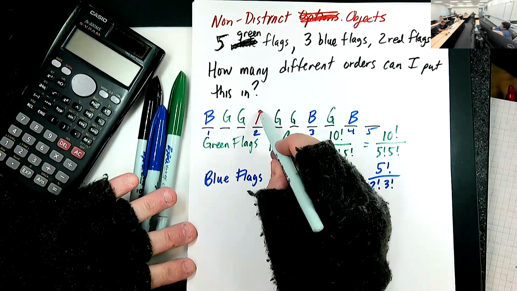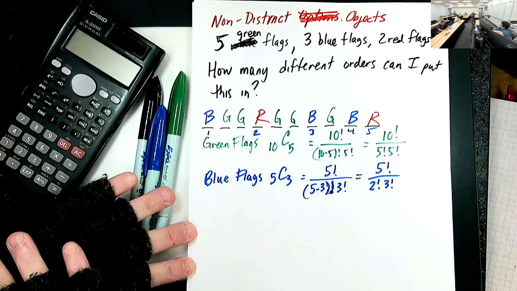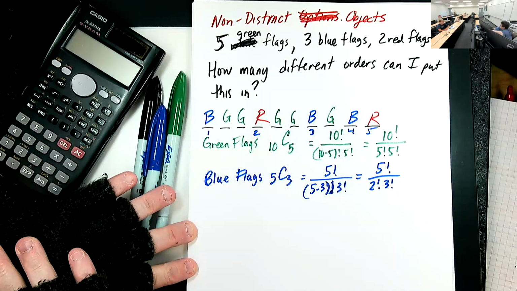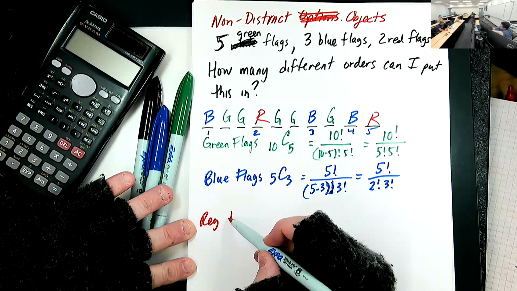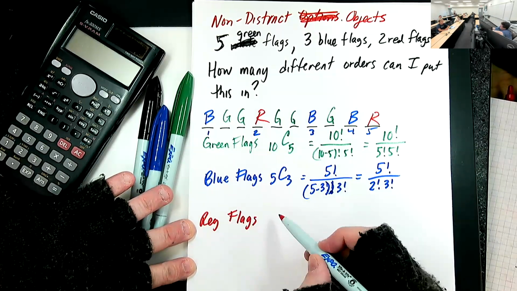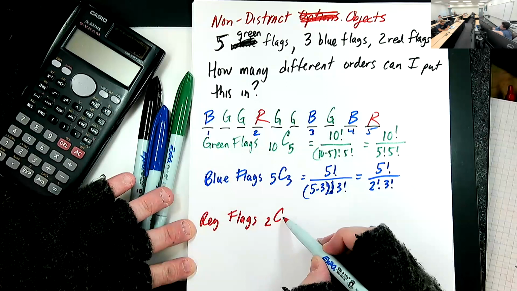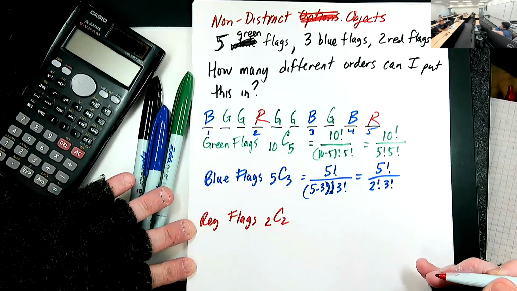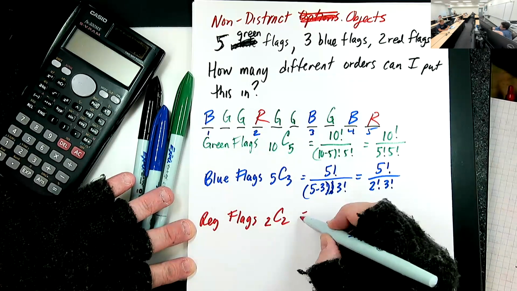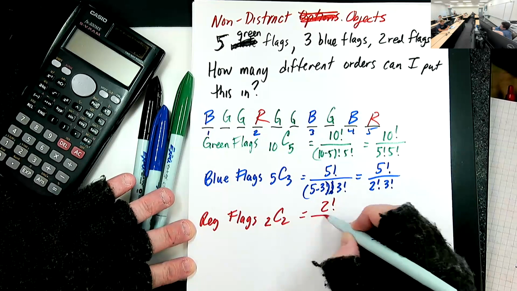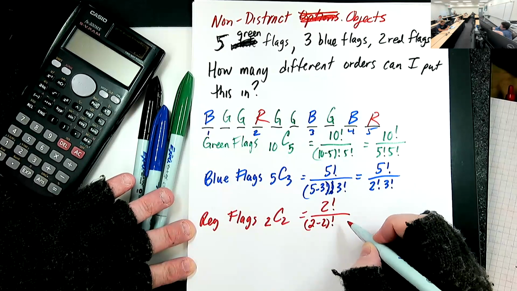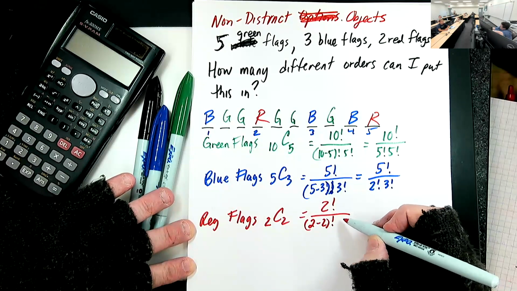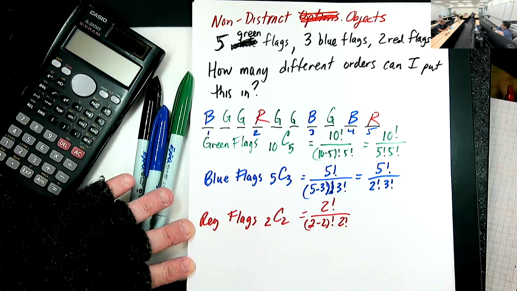The red flags, I didn't get a choice. If you want to see what it is when you don't have a choice, this is 2, choose 2, which is 2 factorial over 2 minus 2 factorial times 2 factorial.